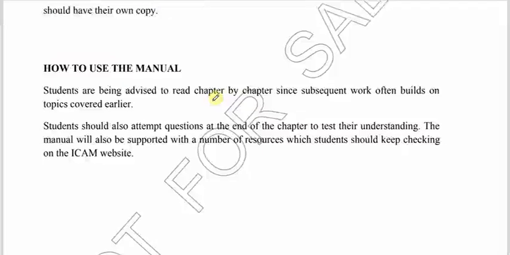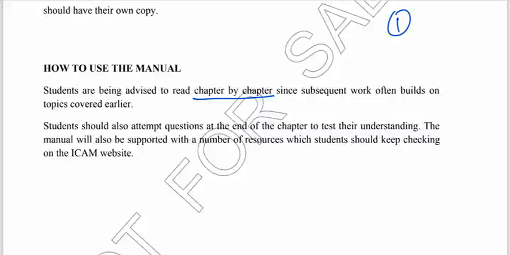So how do we use the manual? So students are being advised to read chapter by chapter. Very important. We need to read chapter by chapter in the order as set in the manual because subsequent work often builds on topics covered earlier. So it means that if we are going to chapter 3, there's likelihood that some of the knowledge has been assumed knowledge from previous chapters. So that's why I'm saying that it is advisable for you to actually read chapter by chapter. And that's basically my approach throughout the course, chapter by chapter.